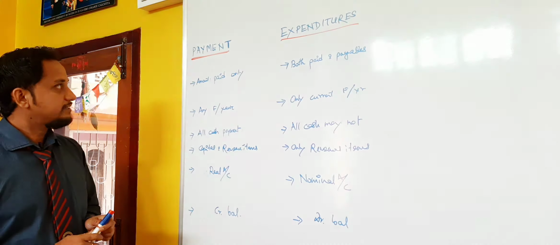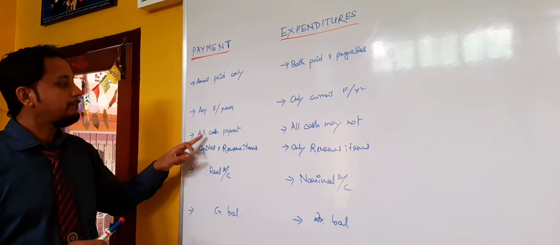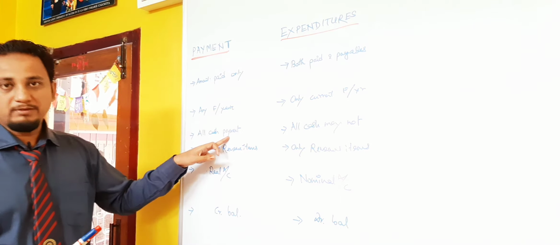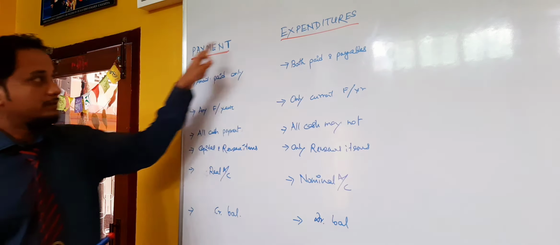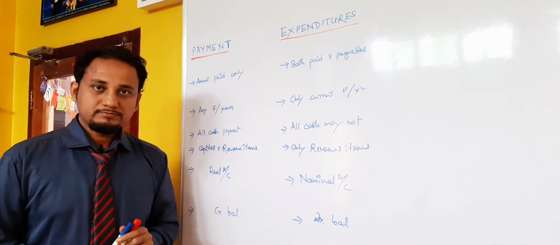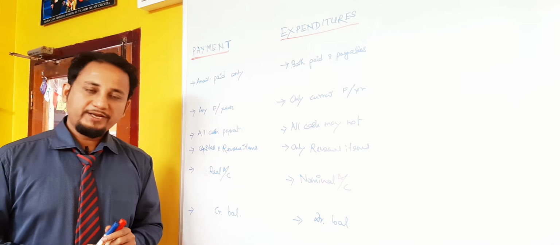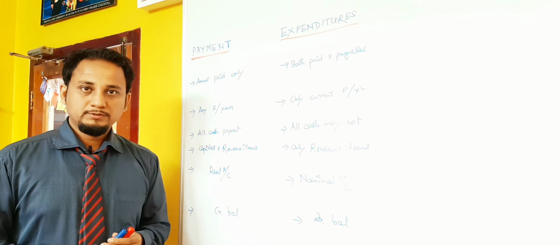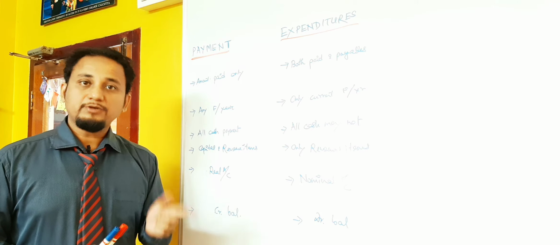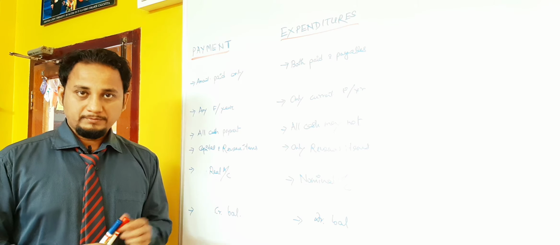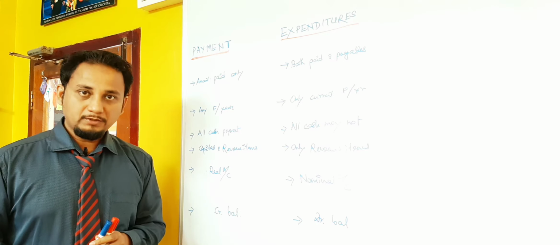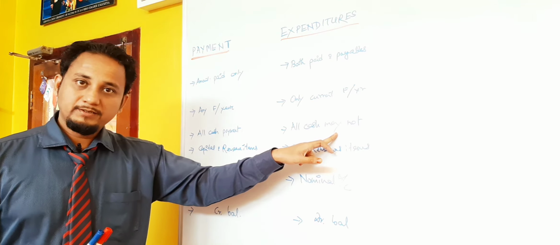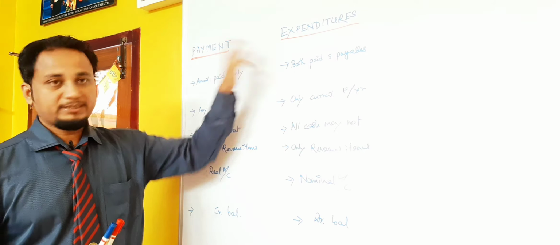The next difference is that the payment represents the payment of cash. That might be in the form of cash, that might be in the form of a check. But as soon as we make the payment, it is called payment. But not all cash payments represent expenditures. For example, if the business firm is giving a loan to someone else or to other firms, a payment is being made, but that payment is not considered an expenditure. The payment of a loan is not called an expenditure, right? So all cash payments may not be expenditures.